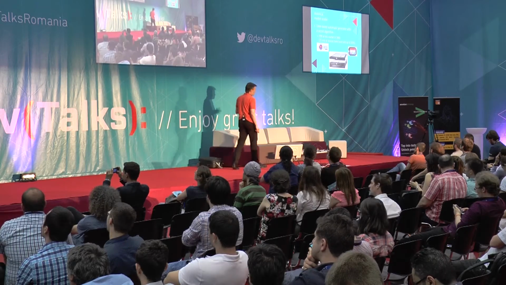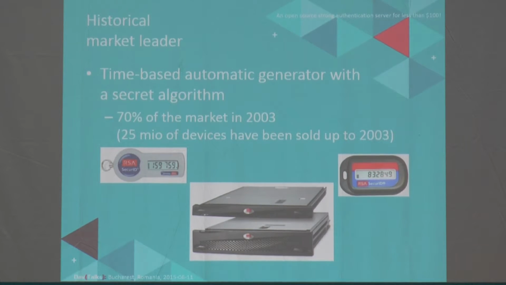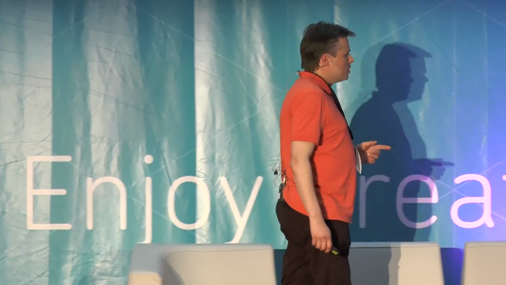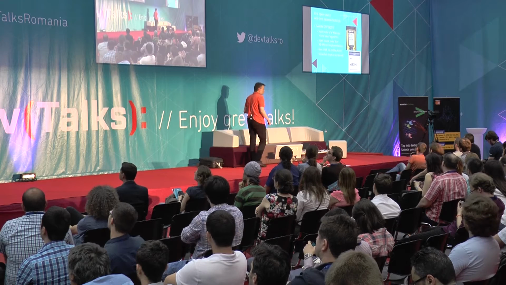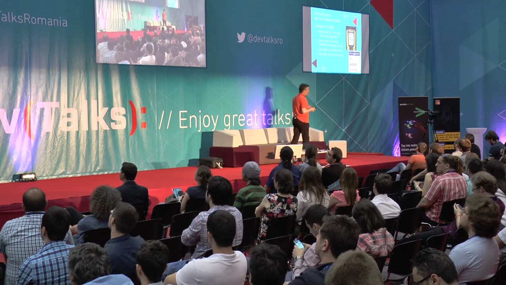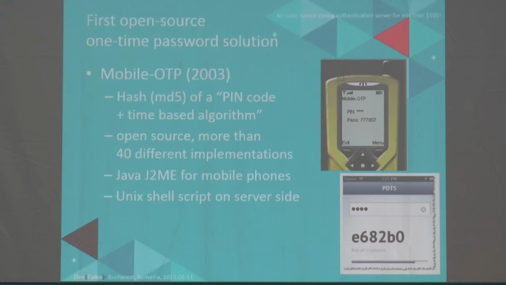The historical market leader for the tokens, so the real electronic tokens, used a time-based automatic generator with a secret algorithm. So we never know the secret of the algorithm because it was a secret. And in 2003 they had 70% of the market, and they sold more than 25 million devices. At this time, a guy decided to try to make more or less the same algorithm, but in open source. So it was called Mobile OTP, and it was very easy.